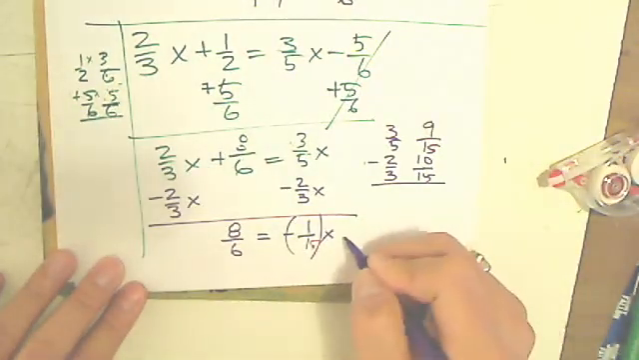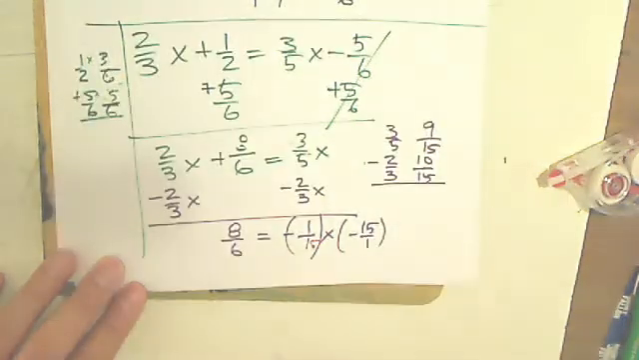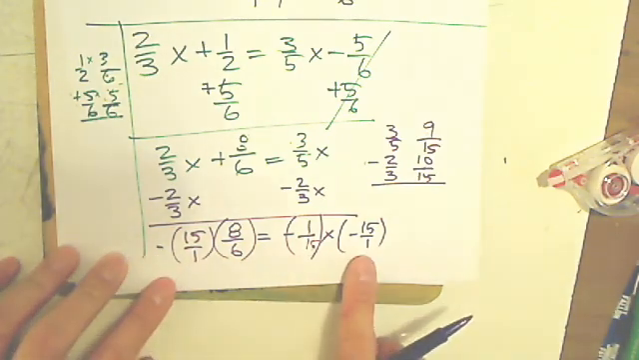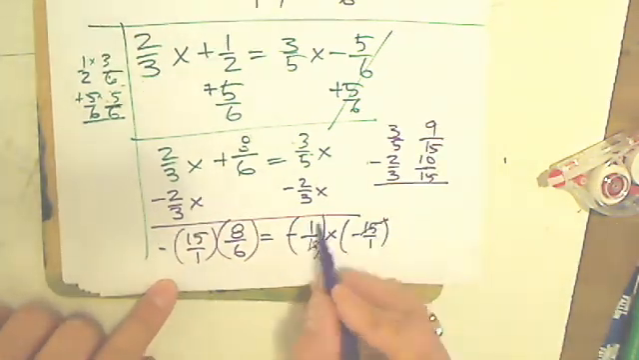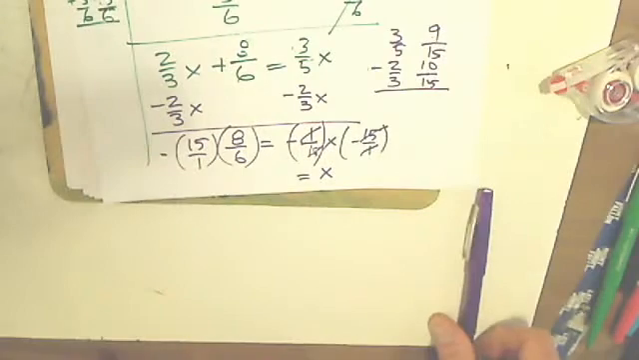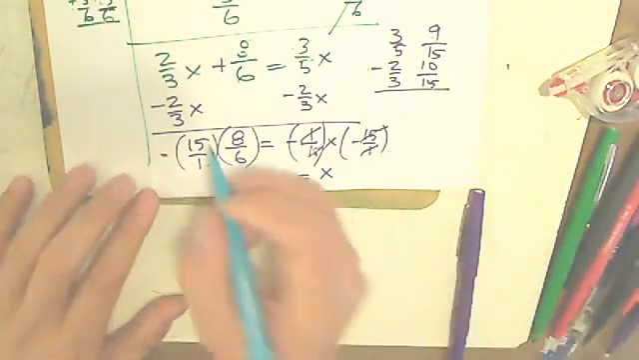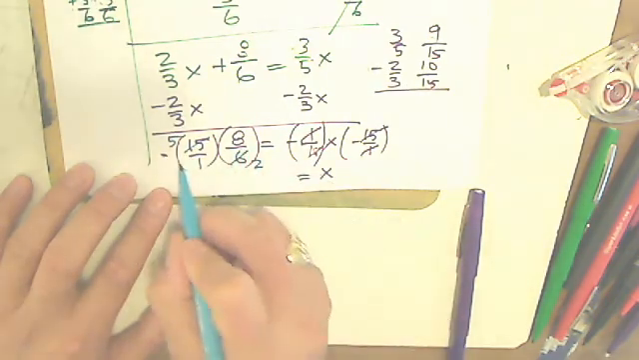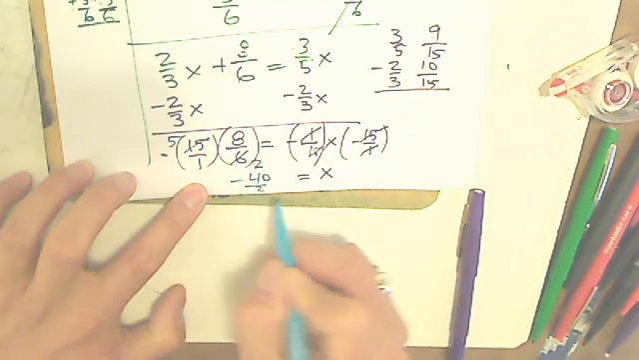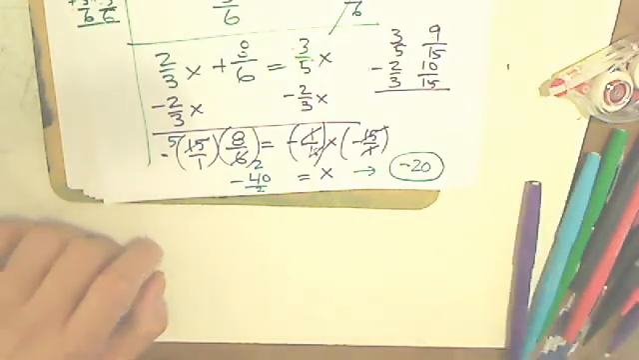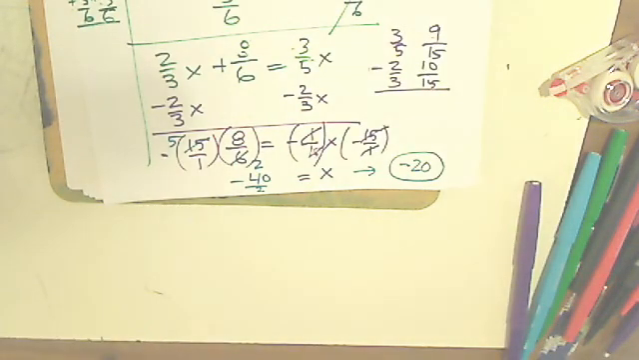Take the reciprocal. Flip it. 15 over 1. Negative and a negative makes a positive. 15's cancel. 1's cancel. X left over. I can still reduce 15 and 6 down to 5 and 2. Then I have -40 over 2, which is actually -20. Very difficult problem. Probably the hardest one you'll see, because fractions are very difficult for everybody.